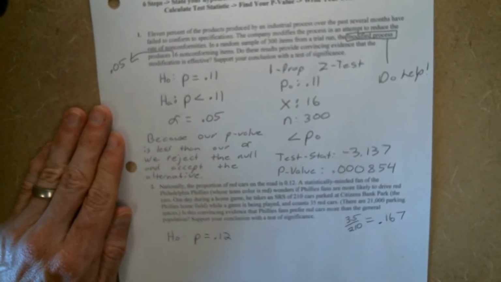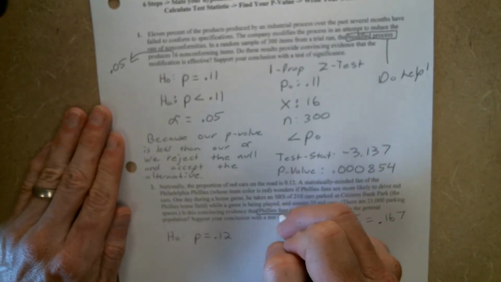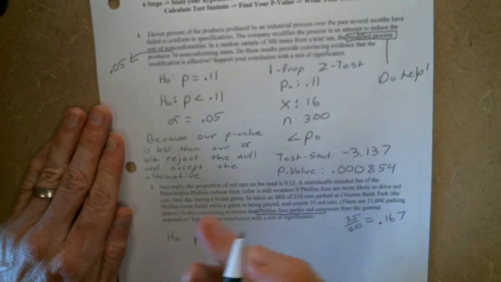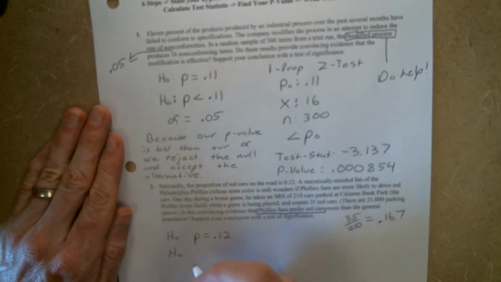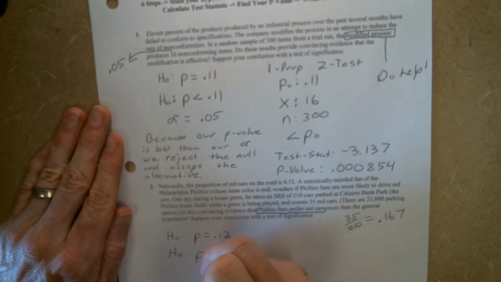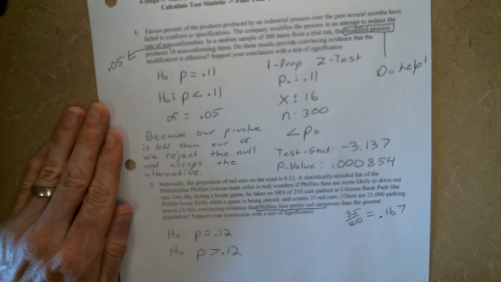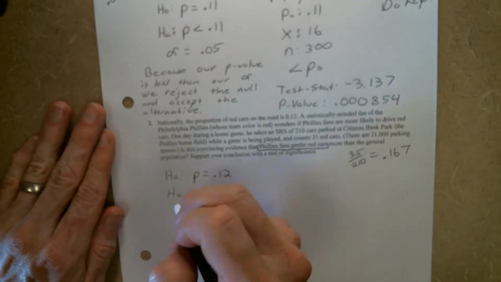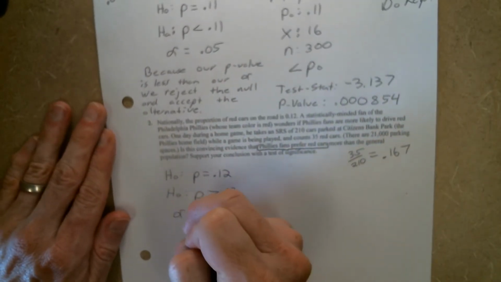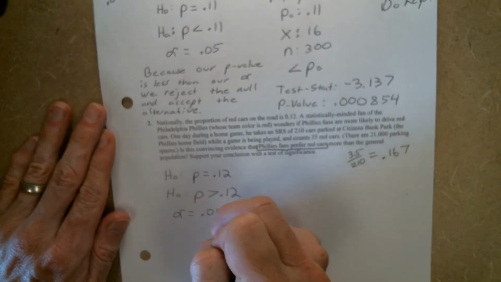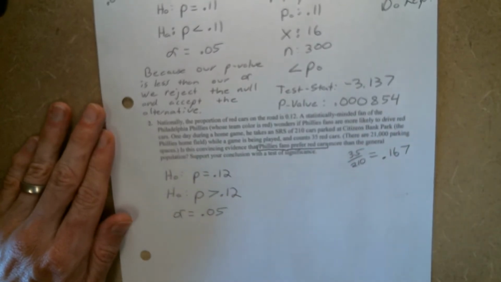It's the statement of no difference. We are testing to see if Phillies fans prefer red cars. So our alternative is going to be that p is greater than 0.12. All right, again, no reason to use anything different, so we're going to stick with our alpha of 5%.